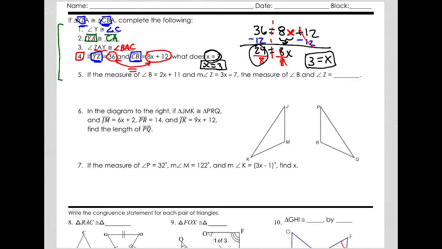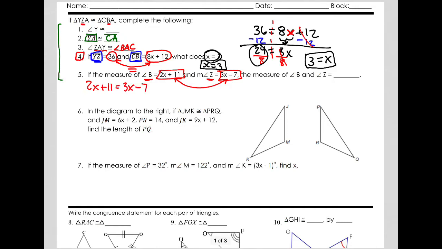So number 5, it says if the measure of angle B, well, angle B, we've got to look at our congruent statement up here. I erased some of number 1, but we already did it, so it doesn't matter. So angle B is in the middle. And the measure of angle Z, well, angle Z is also in the middle. So right there, we know we have corresponding parts, so we can set those two expressions equal to one another. So 2x plus 11 equals 3x minus 7.